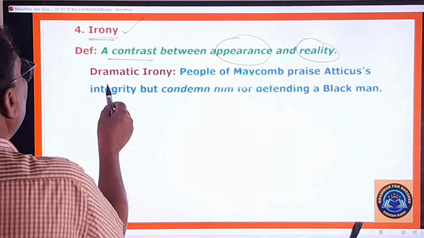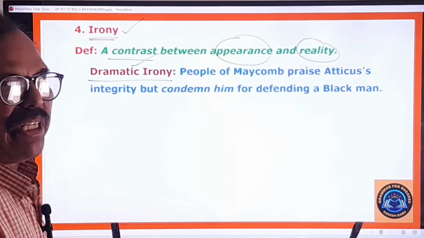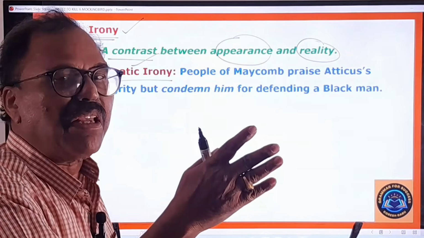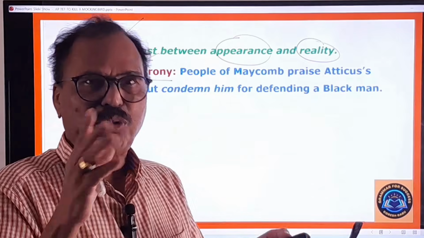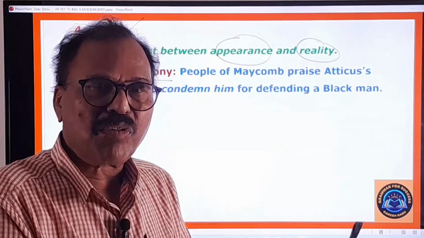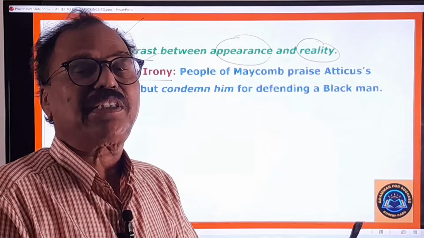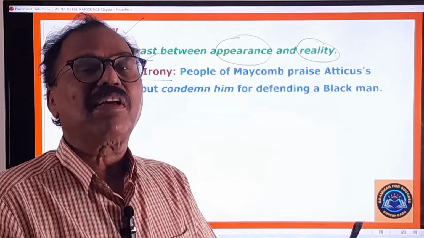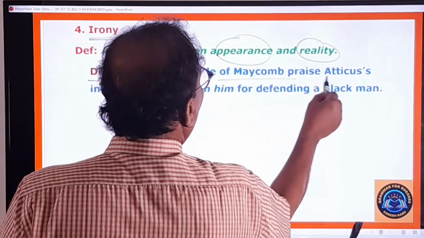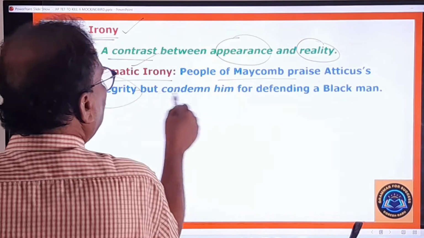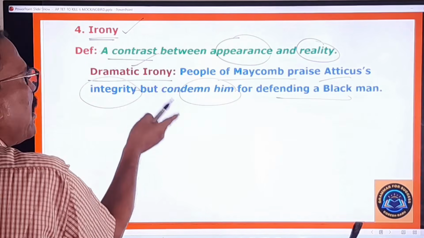What is the first one? Dramatic irony. What is this dramatic irony? Dramatic irony means the audience knows something which the character does not know. For example, in Romeo and Juliet, Romeo does not know that Juliet is alive, but the audience knows that Juliet is alive. That itself is called dramatic irony. Here, people of Maycomb praise Atticus' integrity, but condemn him for defending a black man. So this is called dramatic irony.